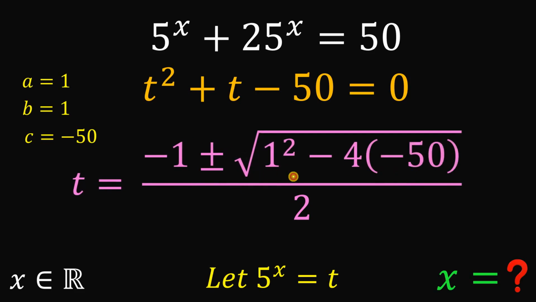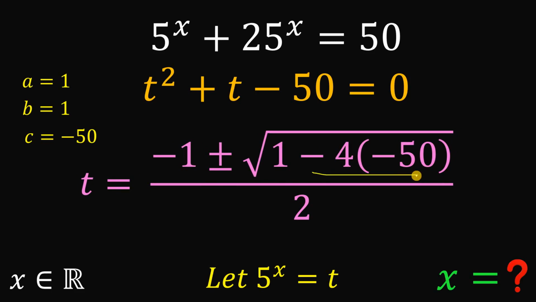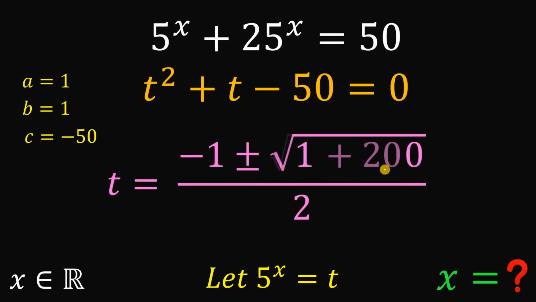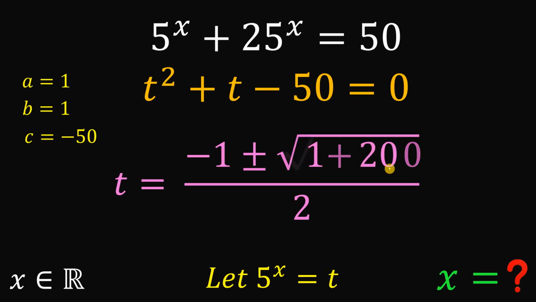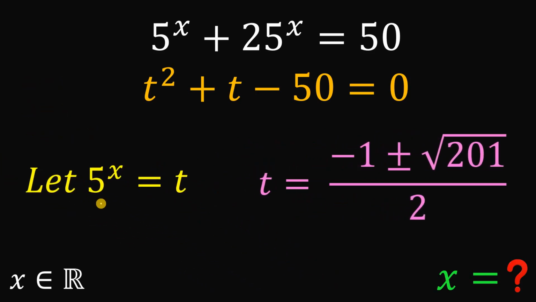Now, let's simplify. 1 squared is simply equal to 1. And negative 4 multiplied by negative 50 is positive 200. And 1 plus 200 will give us 201. Now, technically speaking, this is the value of t. But take note that t is also equivalent to 5 raised to the power of x, wherein the range of this function is from 0 to positive infinity, so it cannot be a negative number. Therefore, t cannot be a negative number. Therefore, we disregard the negative value of t and we accept the positive value of t.